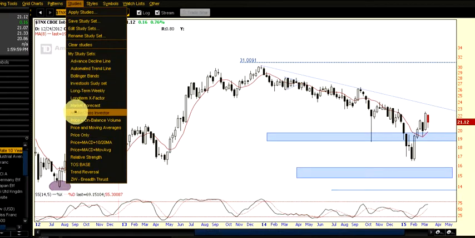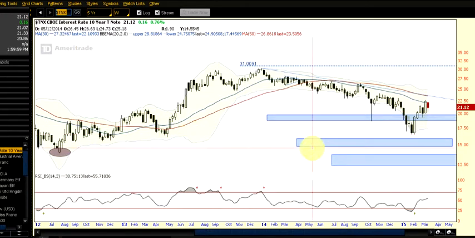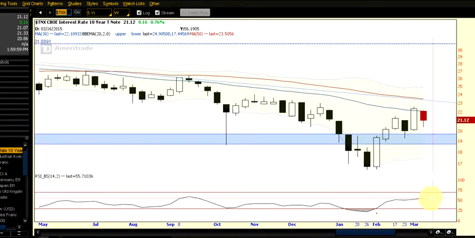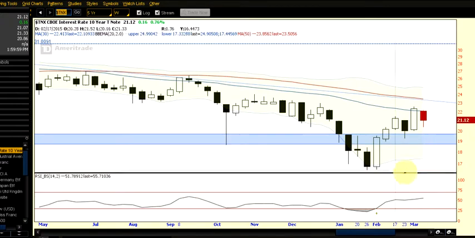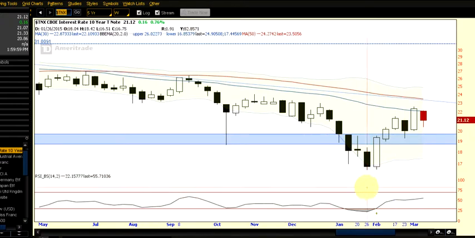Let me put the chart. Let me put the one we normally look at. We normally have the RSI, so I'll stick to that one. And if you look at the RSI, it looks like it's curling up still here a little bit. So maybe there's still some strength here in the bond and the interest rate market to go higher, which is what we're expecting.